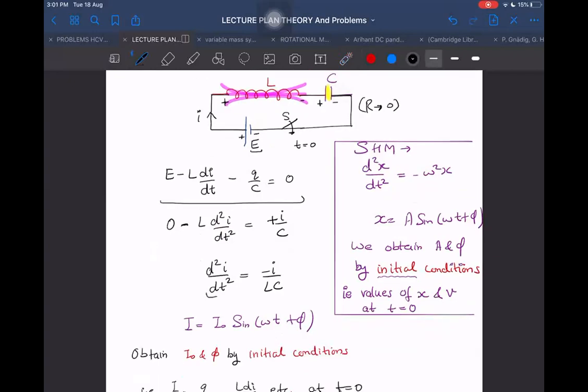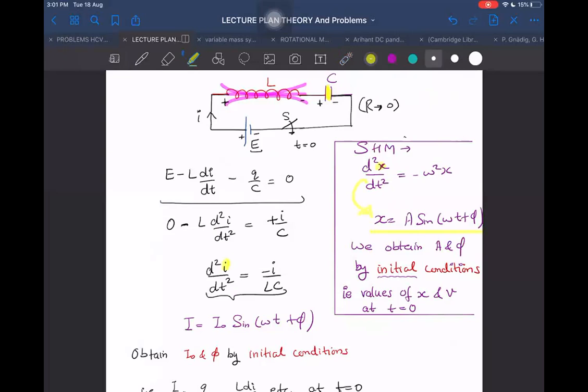But anyway, at last, this is a very simple equation. I have compared it with SHM. In SHM, what do we do? We write acceleration d square x by dt square is equal to minus omega square x. And when we get this equation, we don't even worry. We quickly write the solution. Solution comes out to be x is equal to a sine omega t plus phi. So same thing. Now compare these terms here. Here I is equivalent to x.